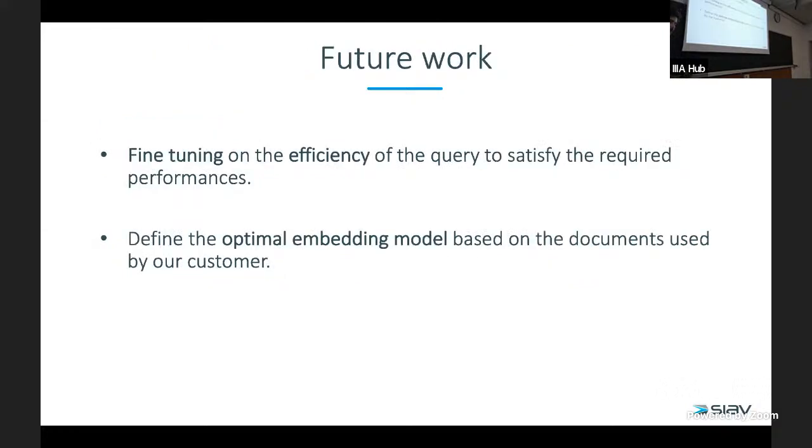Regarding the state of our work, there is still a lot to do, and in particular, we have to fine-tune the efficiency of our query to satisfy the required performances, because when searching among 3 million documents, we are fine, but when searching among 30 million documents, there are still some inefficiencies to take into account, which require us to kind of determine where they're coming from. And finally, we have to define an optimal embedding model based on the documents used by our customer.